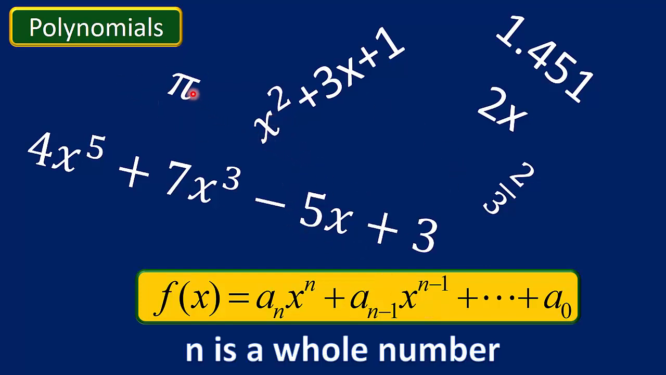Now, pi has not even got a variable with it. It's just a constant. And it would be like if all these terms up here were 0 and just the a sub 0 at the end, the constant. So this would be like f of x equals pi, okay? So polynomials, pretty simple. Now, it might help to see, well, what is not a polynomial?